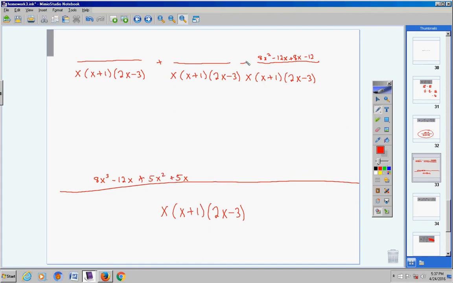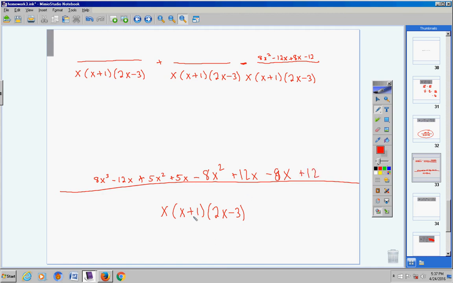Now here's a negative sign. That means all of your signs here will change. So your positive 8 becomes negative 8. Your negative 12 becomes a positive 12. Your positive 8 becomes a negative 8. And your negative 12 becomes a positive 12.